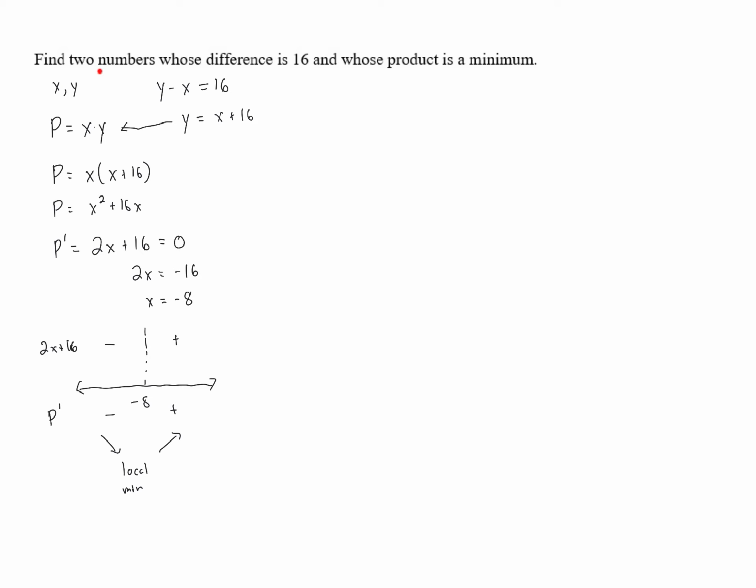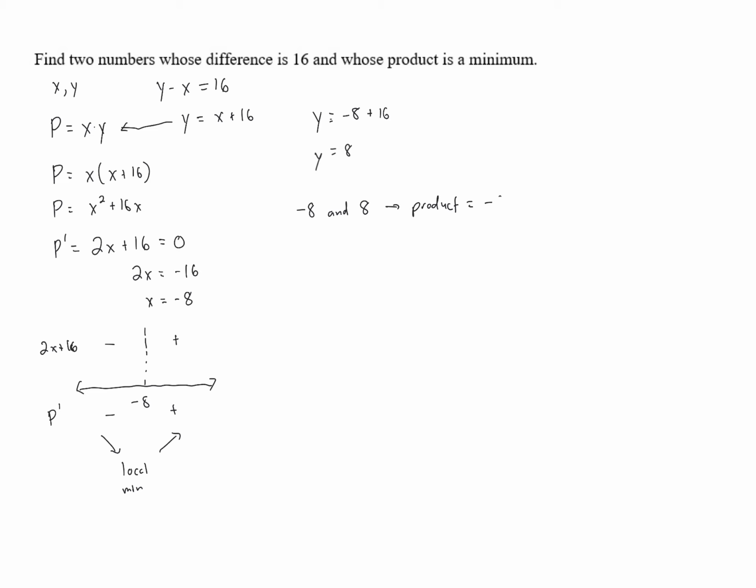Now we were asked to find two numbers whose difference is 16. One of those numbers is negative 8, and we can plug that in to figure out the other number. We know x is negative 8, so we can plug that into y equals x plus 16. So y equals negative 8 plus 16. Well, that's actually going to be positive 8. And so the two numbers whose difference is 16 and whose product is a minimum are going to be negative 8 and positive 8.